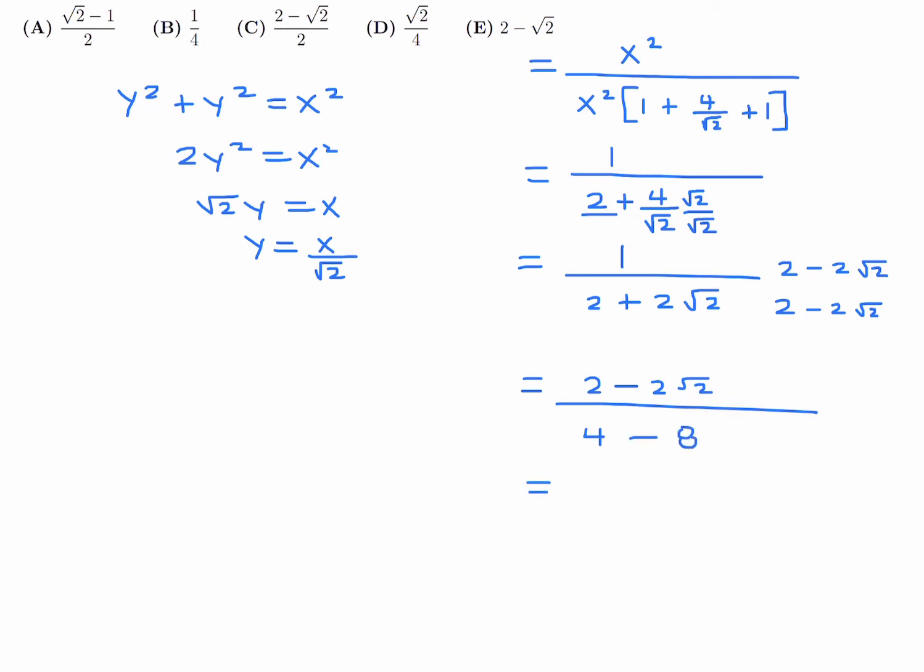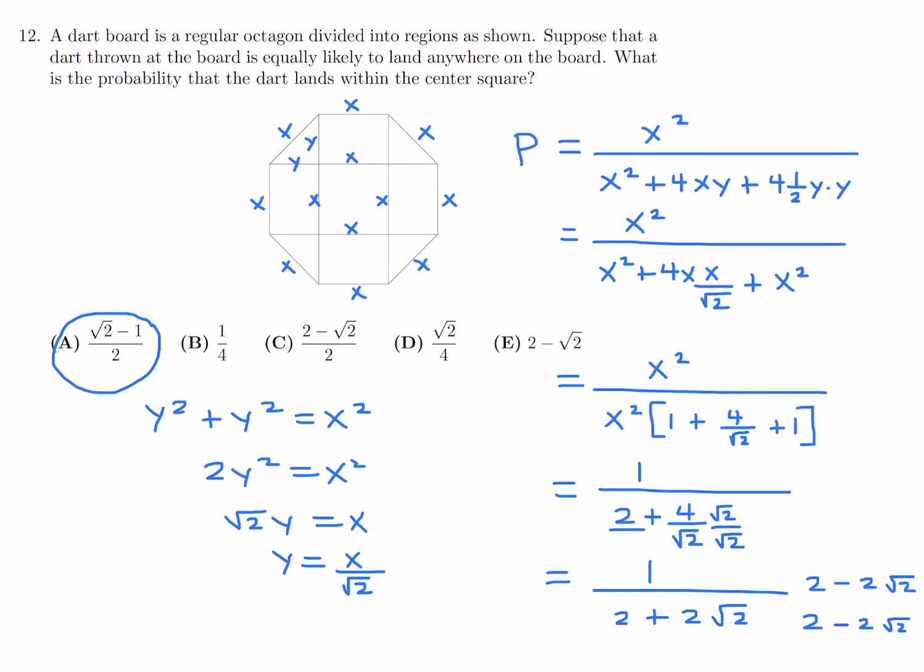So this is going to be 2 root 2 minus 2 over 4. I just reversed it. And then therefore this is root 2 minus 1 over 2. And that is choice A for number 12.